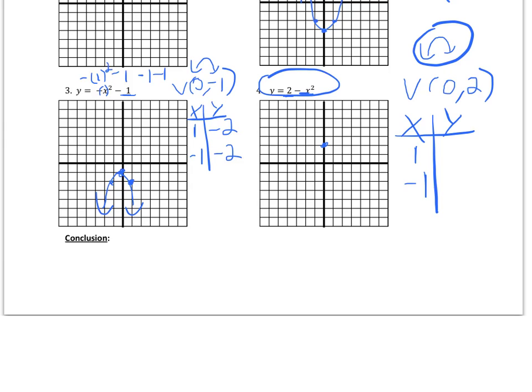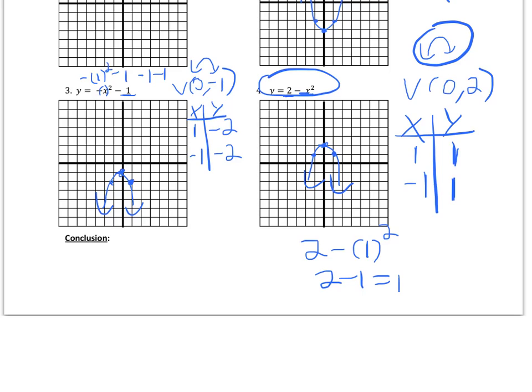If I plug in 1 for this, you're going to have 2 minus, put 1 in parentheses and then 1 squared. 1 squared is 1. 2 minus 1 equals 1. So that's what we get. We get 1, 1, which is right here. So there it proves it goes down. And negative 1, just like the previous 3, you're going to get the same y value because it's going to be a mirror point. So negative 1, 1, it's right here. Connect it, you have your graph.